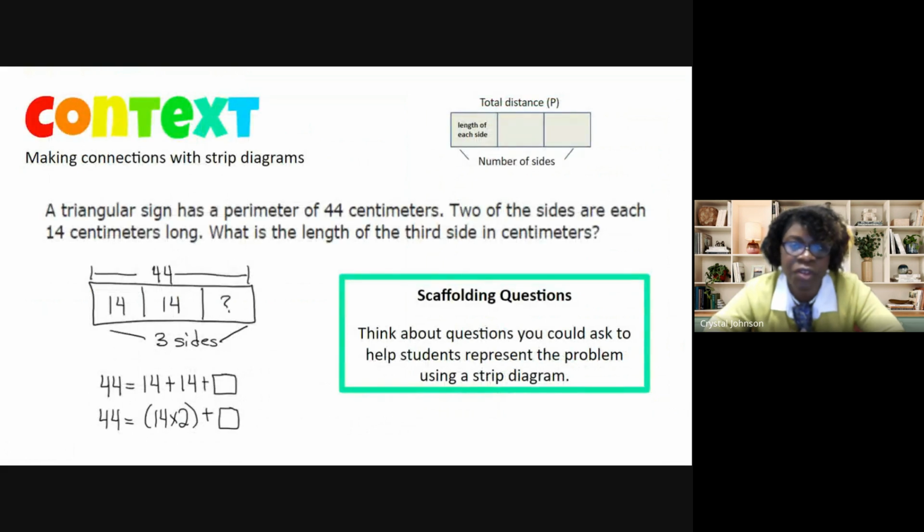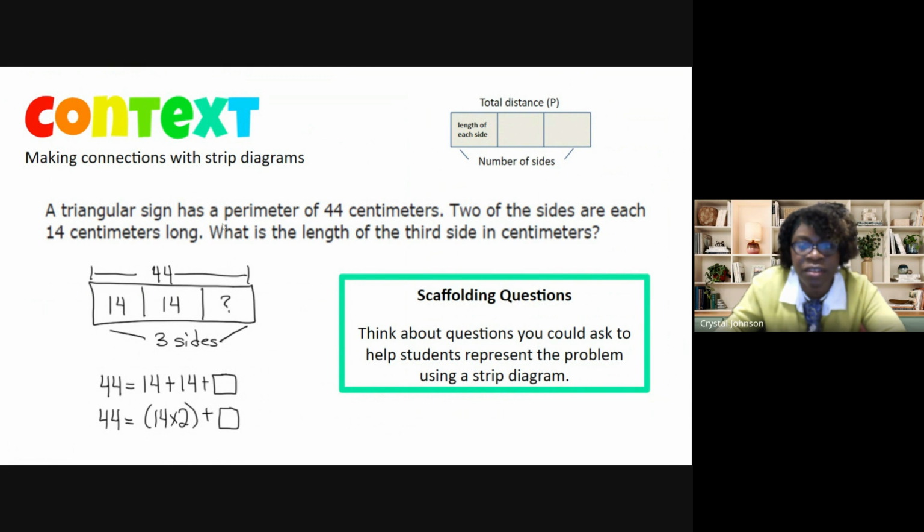So let's look at another one. Once they have experience, go on ahead and create that anchor chart as you see up here. The top is your total distance. The boxes represent the number of sides, and the number that goes inside is the length of the sides. So when students have that, they're making that connection, then we can look at another problem.